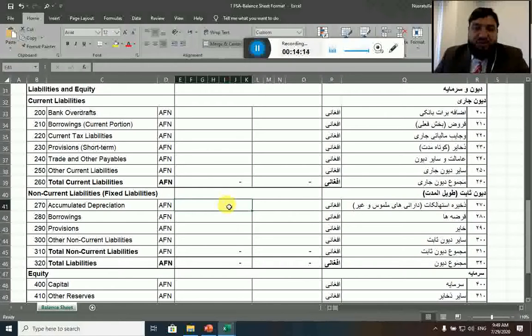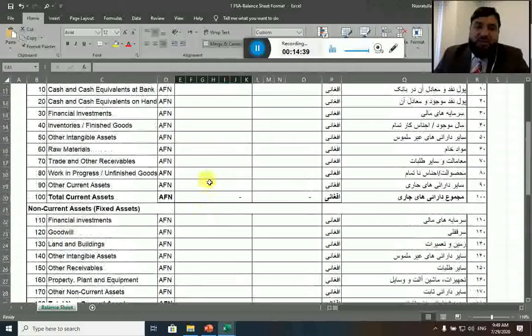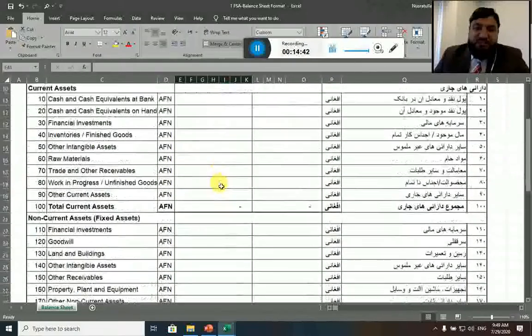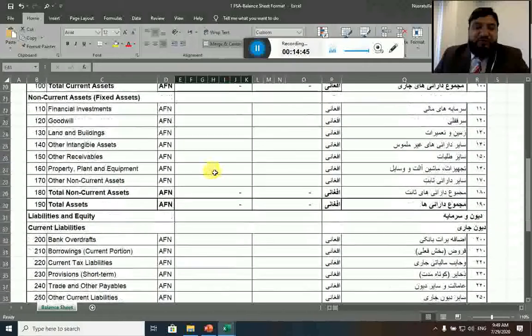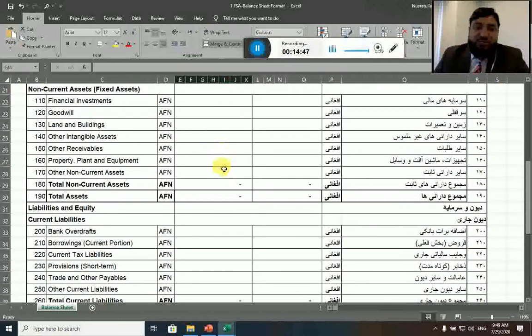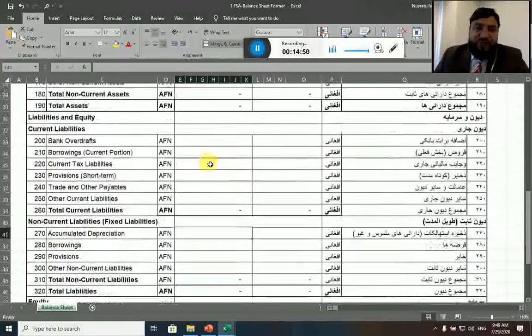Accumulated depreciation of all the back years is added here. For example, if in the previous year we have 100,000, and this year we have, for example, 50,000 of another liability, depreciation, then for 2018 it's going to be 150,000, because 100 plus 50, right? But the book values will be written the same, unless we have purchased new assets, so that will add up here and increase the value of the assets.